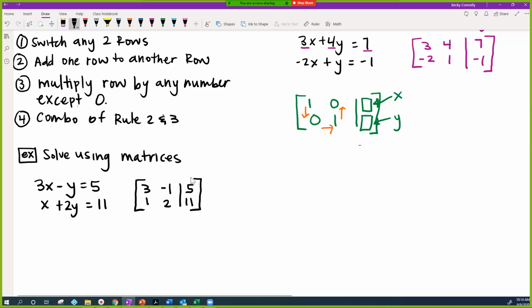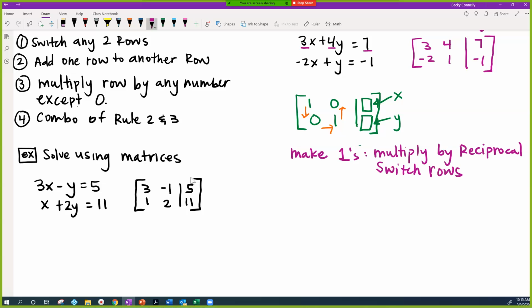And then, before we figure this one out, I want to tell you 2 more things about matrices. If you're trying to make zeros, well, actually, let's do make ones first. Those are the 2 things that you're trying to make: ones and zeros. To make ones, the easiest way is to multiply by the reciprocal. That will always work. But sometimes we could switch the rows if we see there's already a 1 in the other one. So we could multiply by the reciprocal, or we could switch rows.